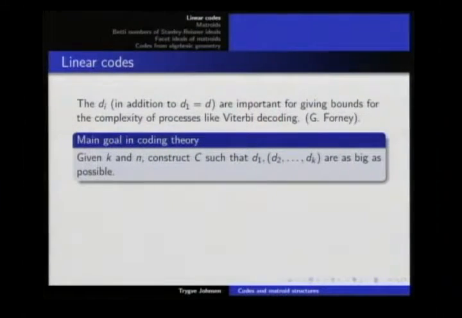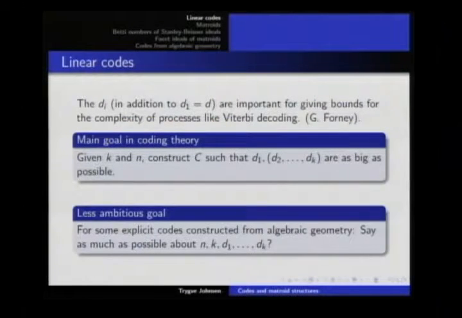And a main goal in coding theory is, given K and N, construct C such that these DIs are as big as possible. No, that's wrong here. A less ambitious goal: for some explicit codes, constructed from, for example, algebraic geometry, say as much as possible about them.